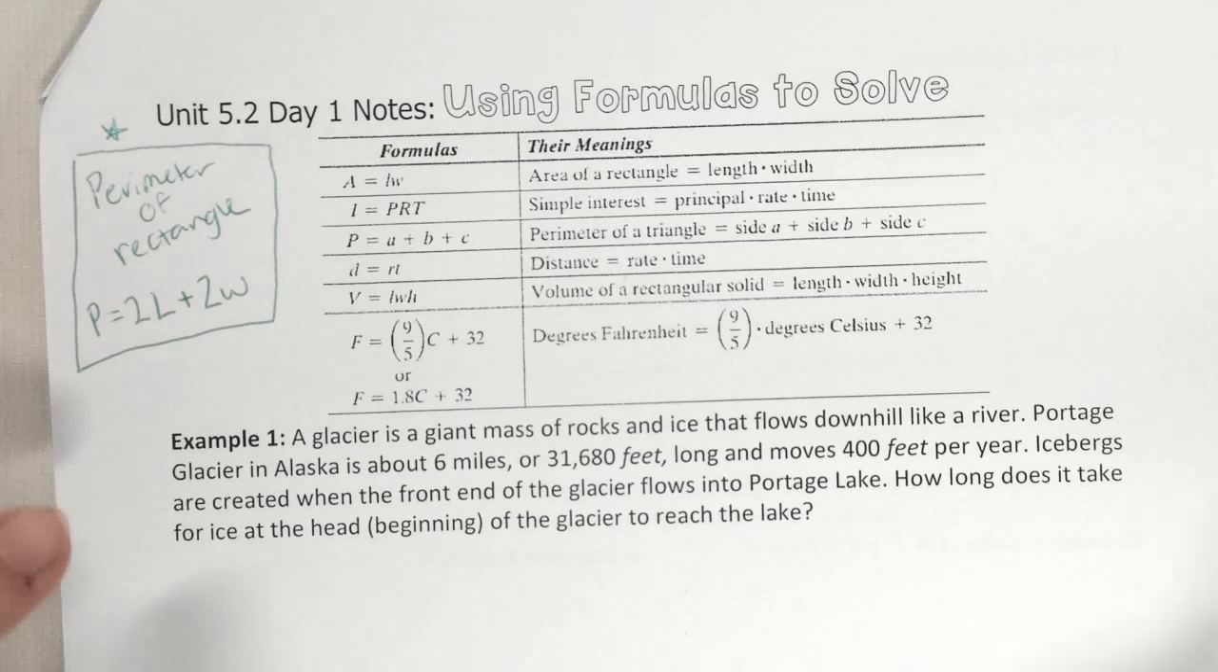It says a glacier is a giant mass of rock and ice that flows downhill like a river. Portage Glacier in Alaska is about 6 miles or 31,680 feet long and moves 400 feet per year. Icebergs are created when the front end of the glacier flows into Portage Lake. How long does it take for the ice at the head of the glacier to reach the lake? That was a lot of information, and if you're like me, you read that and you're like, huh? Okay, so we're going to go back and look at the numbers it gave us.